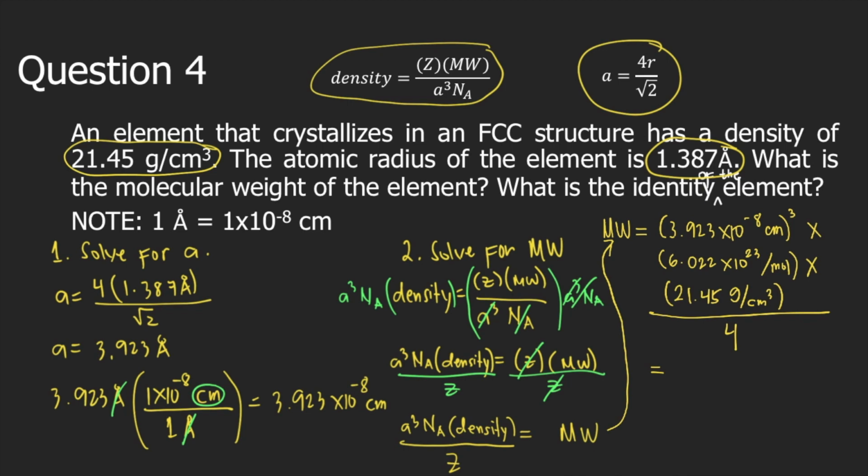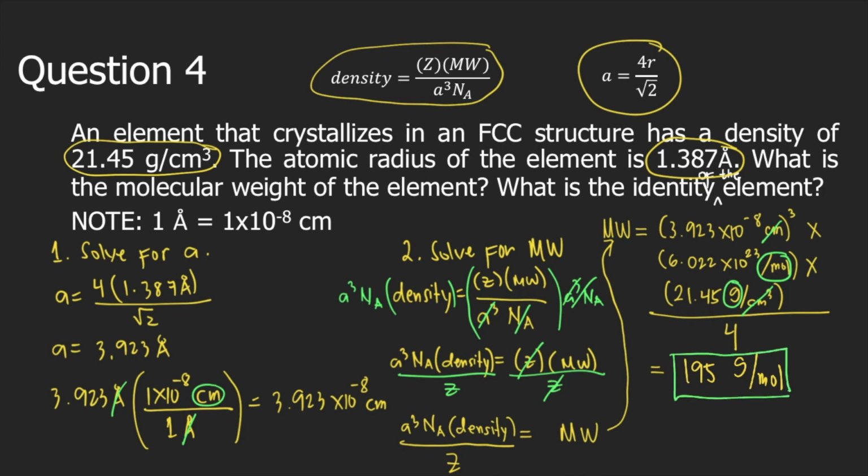And let's see how the units will cancel. Cm cube will cancel. So the unit for molar mass or molecular weight would be grams per mole. And if you solve this in your calculator, you will get the molecular weight equal to 195 grams per mole. So this is the molecular weight of the element, and this is the answer to the first question.